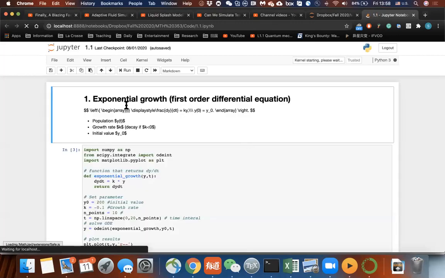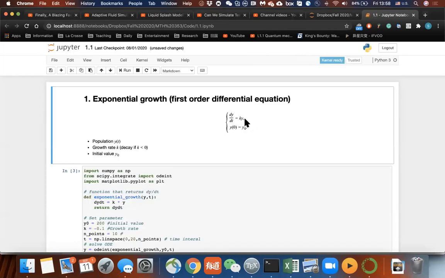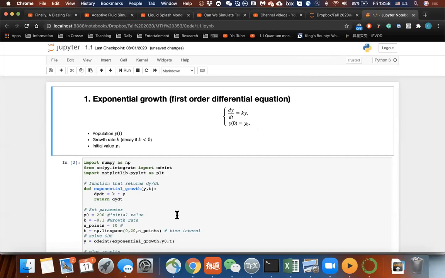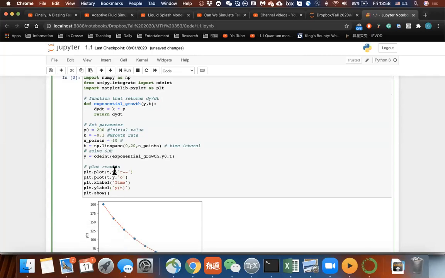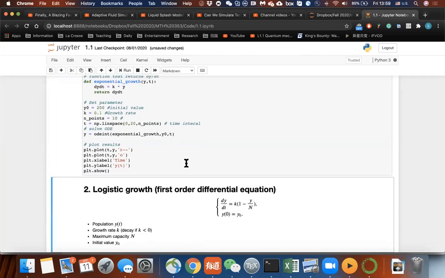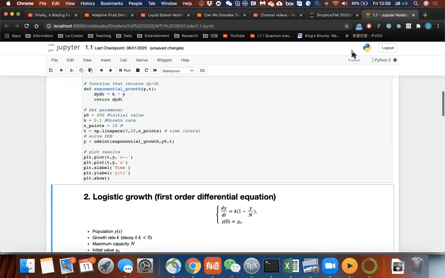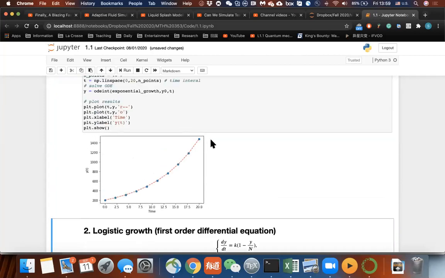Okay, this is the first example we had. dy over dt equals ky. That's the unlimited exponential growth. Now what we do is we just put it into Python. I will share with you this code, by the way, so you can code it yourself. What we do is we set up a k. Let's set it up to be 0.1, so you know that thing is going to grow. We start with 200 points, and we take 10 points to discretize it. We solve it. Okay, that gives us the exponential approximation.